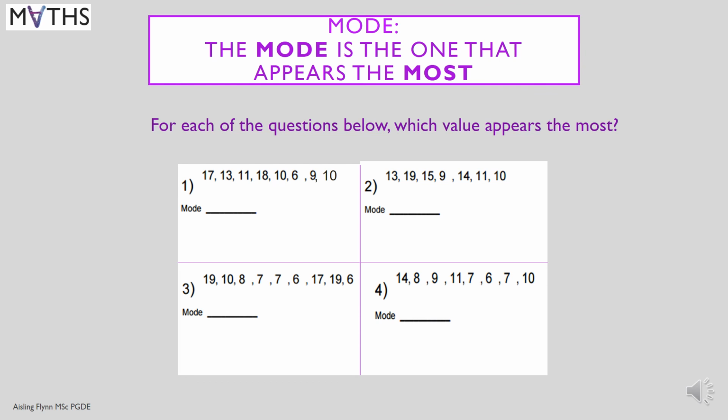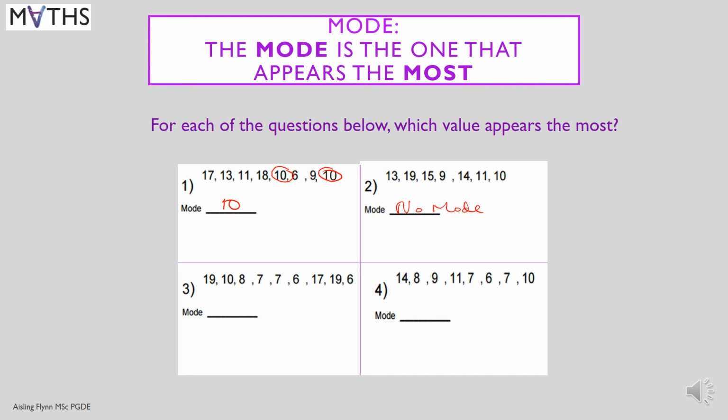Okay, question 1. I see that 10 is repeated. There are two 10s. So 10 is the mode. Now it may help, if you have lots and lots of numbers, to rank them like we did with median, and then you can see numbers that are repeated and find the mode very easily. Now let's look at number 2. There are no numbers that are repeated, so there is no mode. And that's quite possible. That would be a disadvantage of using mode.